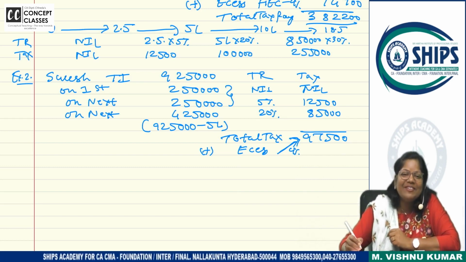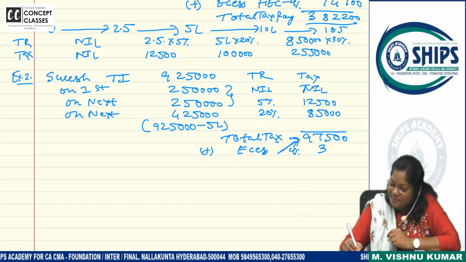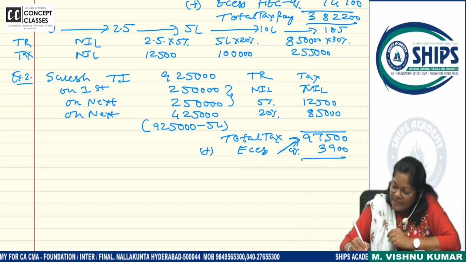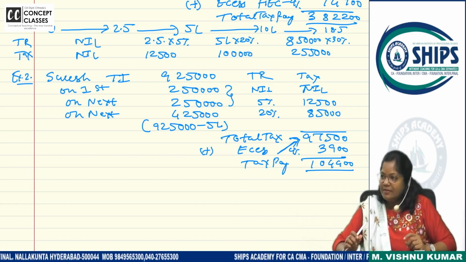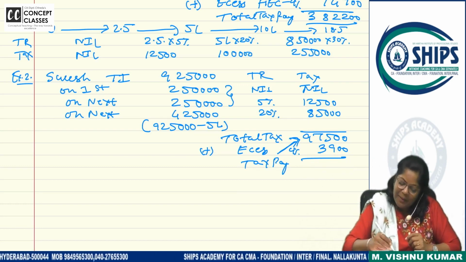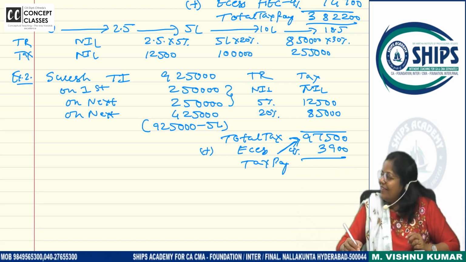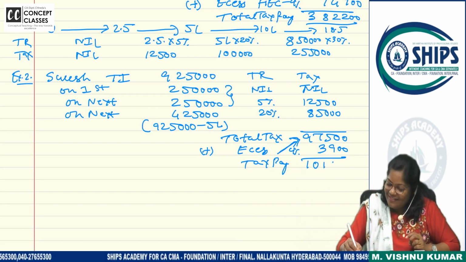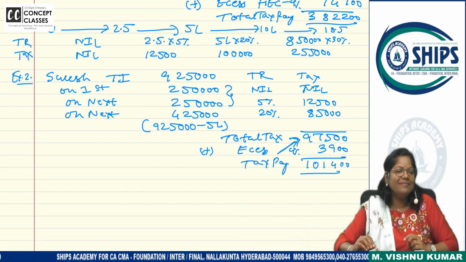Yes, 4% of 97,500 is 3,900. So what is the tax payable, dear student? 4,400. Sure? I should bring a calculator from tomorrow too. Yes, orally you should have mind mapping.